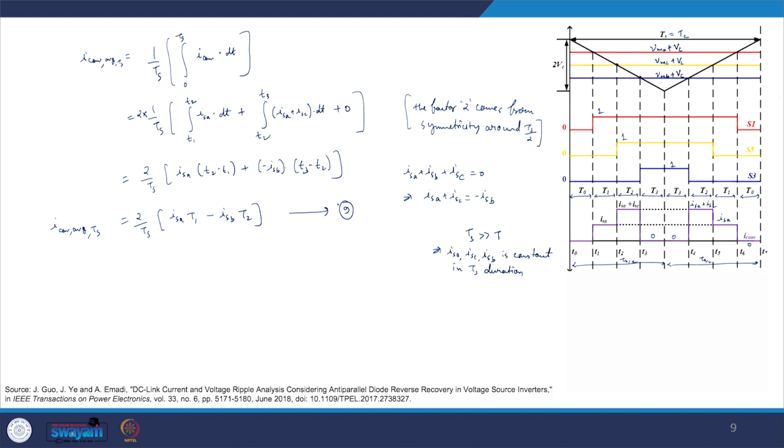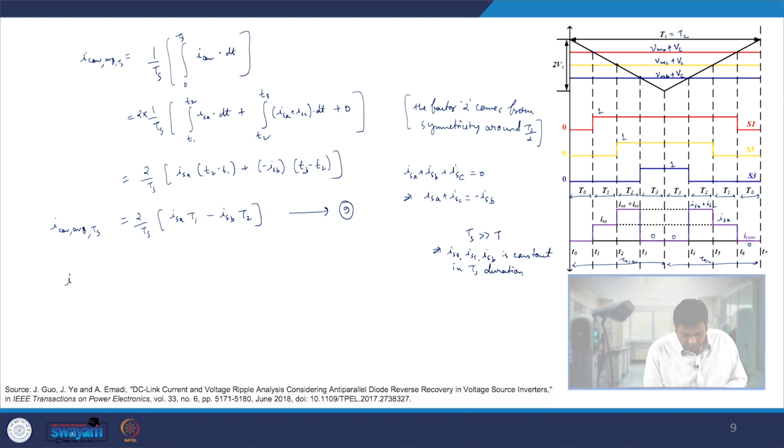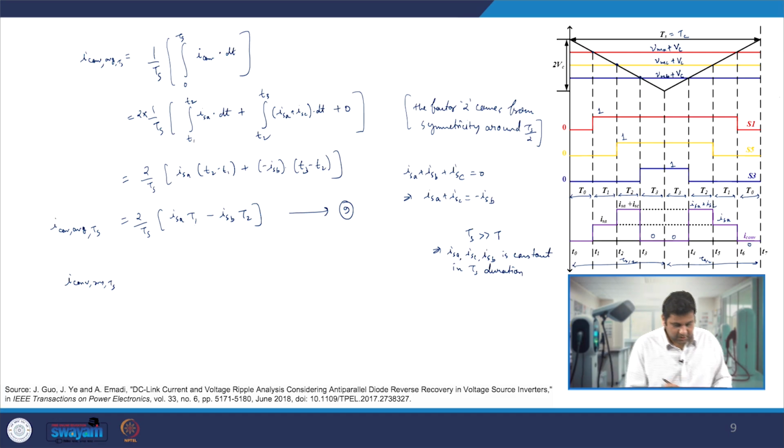Similarly, we can also find out I RMS. So I converter RMS, for this Ts duration only. Let us define this as square. If we do that, we just have to find the mean of squares. So if we try to find the mean of square, it is 1 by Ts, again going from 0 to Ts, mean of I converter square into dt.